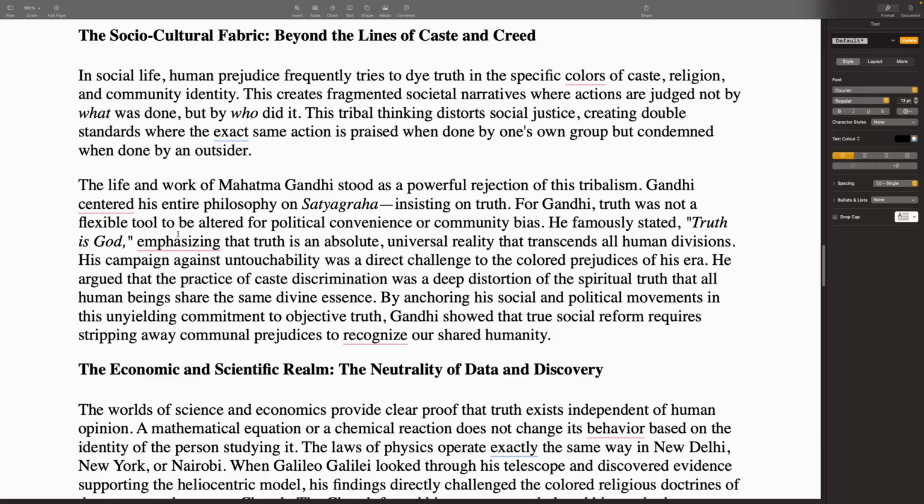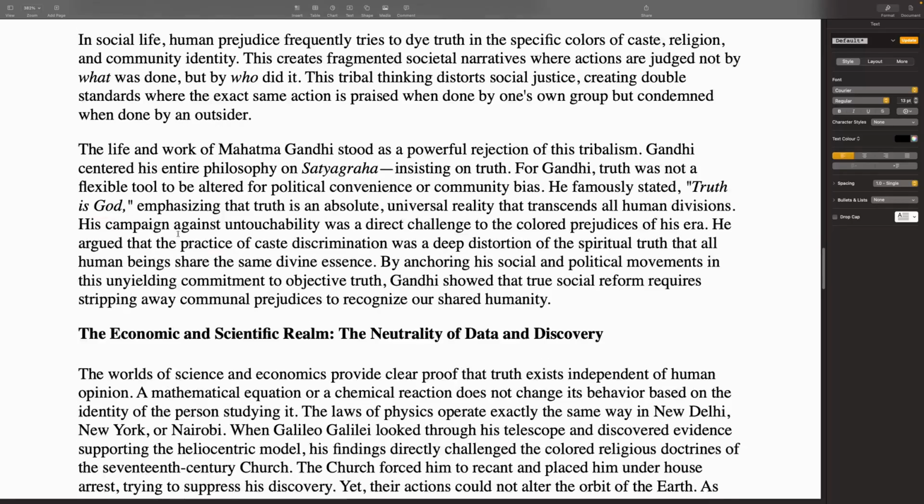He argued that the practice of caste discrimination was a deep distortion of the spiritual truth that all human beings share the same divine essence. By anchoring his social and political movements in this unyielding commitment to objective truth, Gandhi showed that true social reform requires stripping away communal prejudices to recognize our shared humanity.